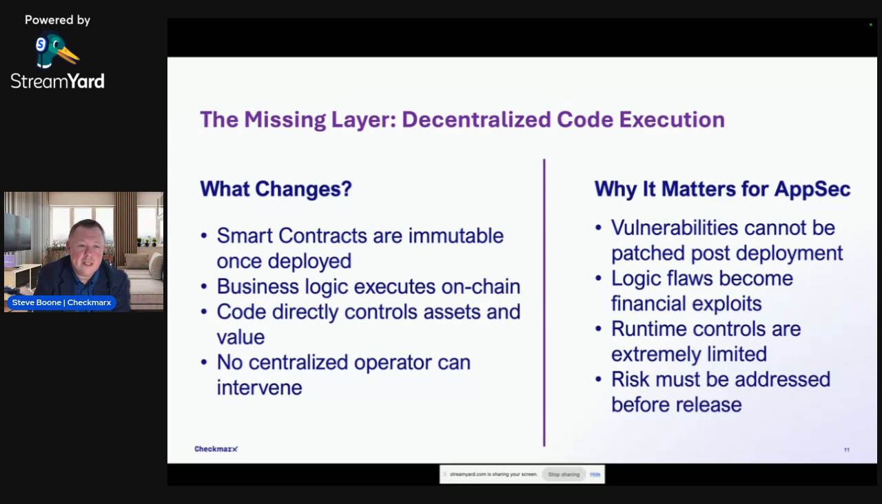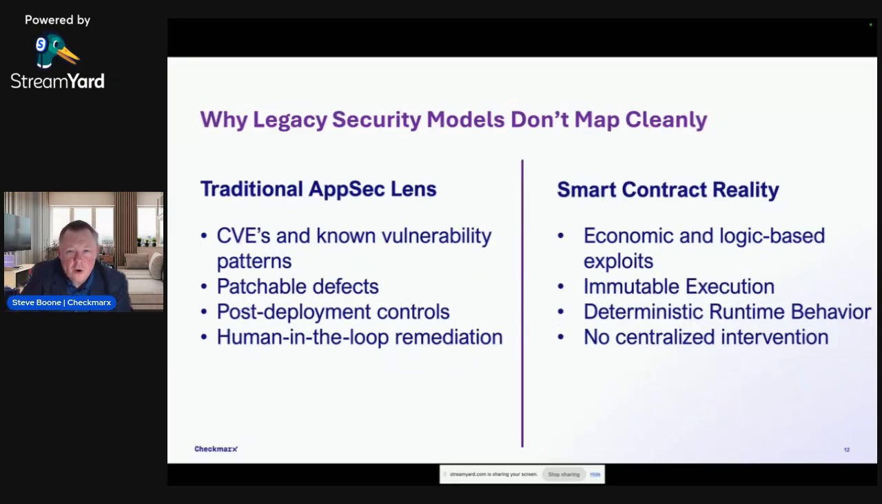So it's not that Web3 introduces new bugs, but I firmly believe that it changes the consequences of finding these vulnerabilities, and it emphasizes how we need to find them earlier in the development process. So I want to talk a little bit about why legacy security models don't map cleanly and some of the challenges that Web3 brings in, right?